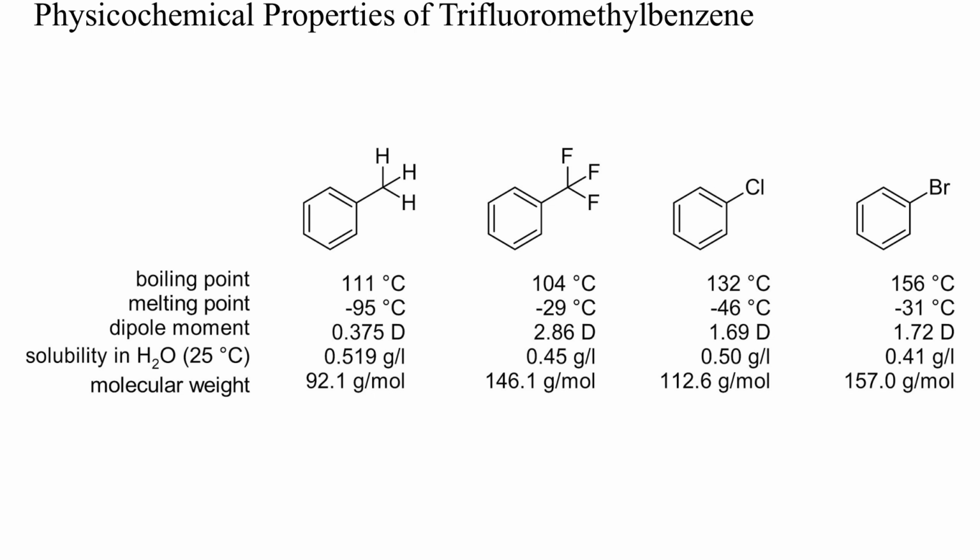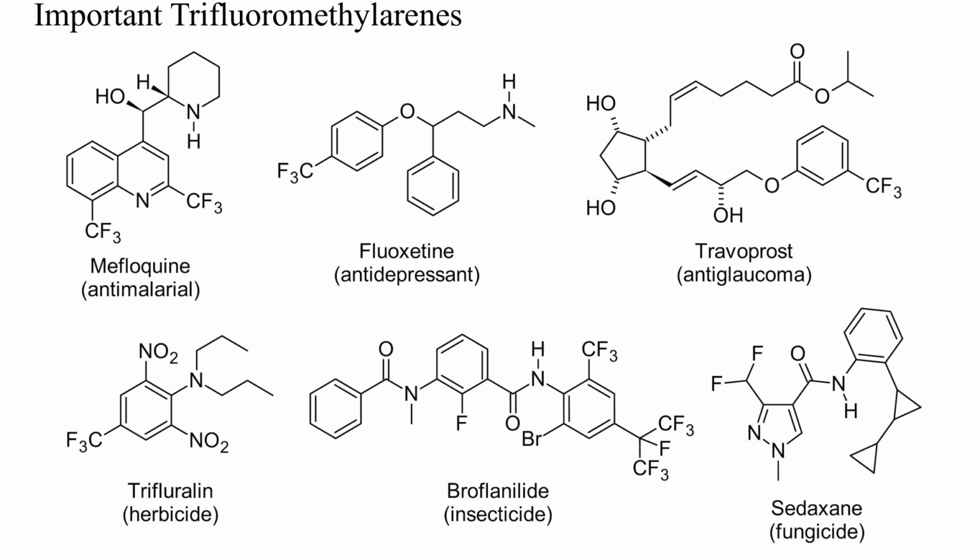If we compare toluene to trifluoromethylbenzene, we see that despite the higher molecular weight and stronger dipole moment, trifluoromethylbenzene has a lower boiling point than toluene. In the development of new drugs and agrochemicals, trifluoromethyl groups offer an interesting possibility to fine-tune the properties of biologically active compounds. Here are some drugs and biocides that contain trifluoromethyl groups. Insecticides and fungicides tend to be extremely hydrophobic, and broflanilide even contains a perfluoropropyl group.